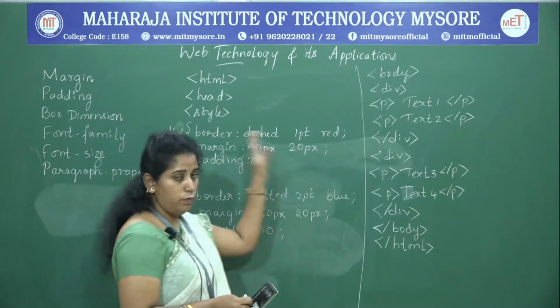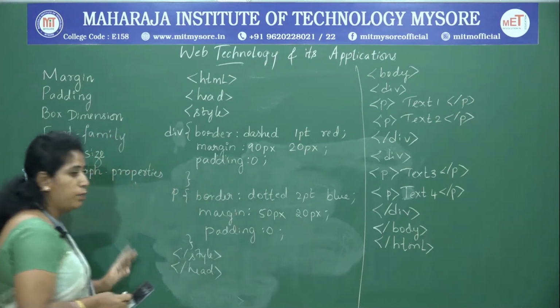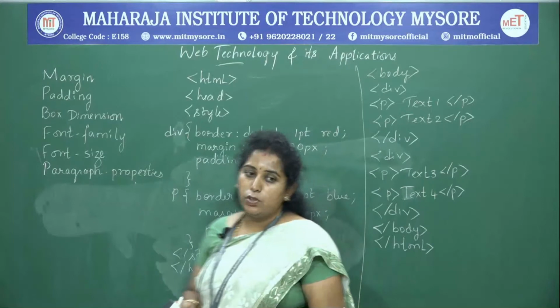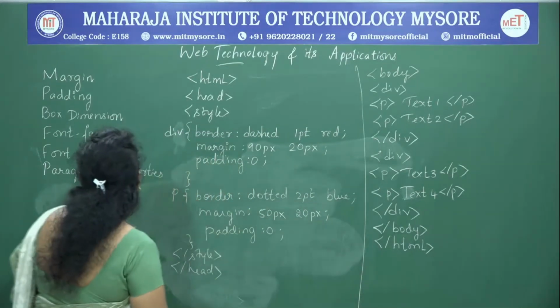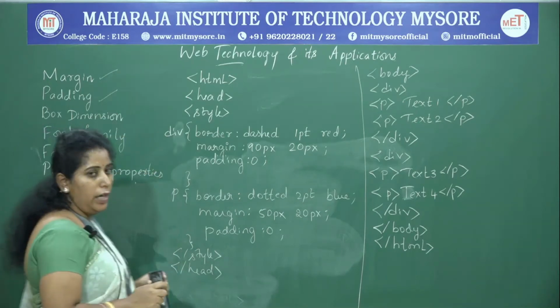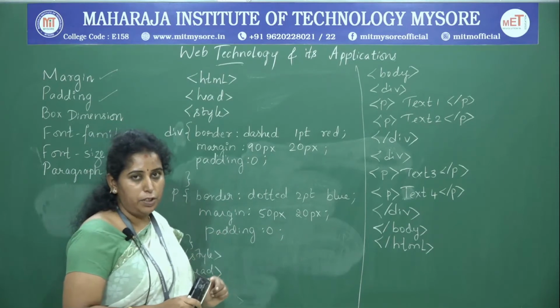So now let us look into the output of this program. Once you run this program, you can notice the output displayed here, how it is going to look. Okay. So finally I have discussed margin and padding. Next we will move on to box dimension.